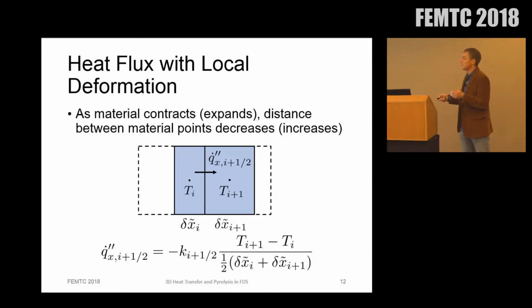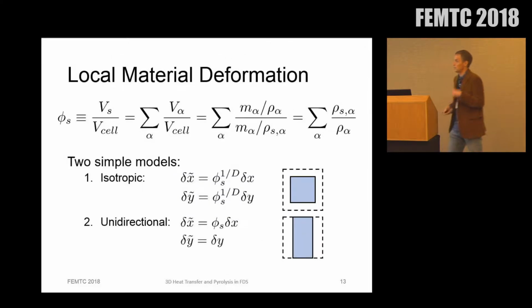The effect that would have is, if you have two material points of temperature and you're going to take the derivative between those material points, it would enhance the heat flux. You would get a higher heat flux because these points are closer together as the material has been shrinking. So we need to deal with how we consider the fact that these material points have gotten closer together.